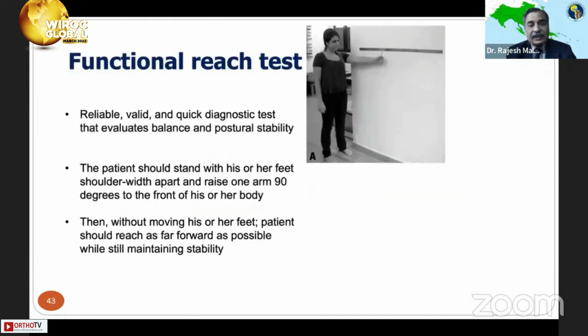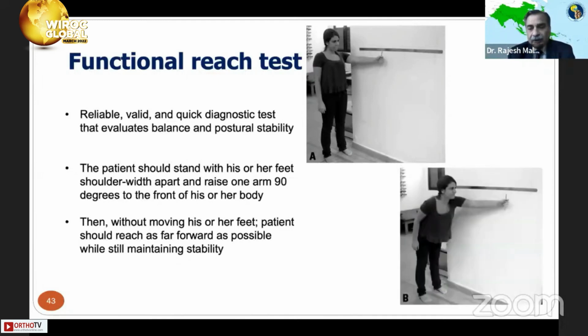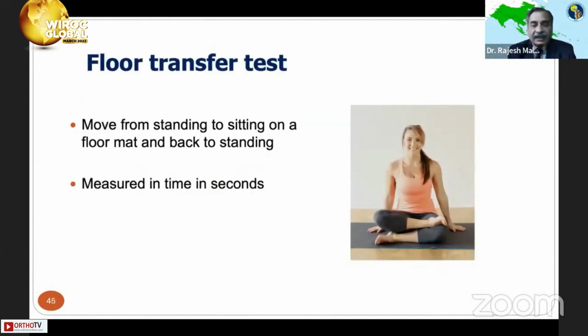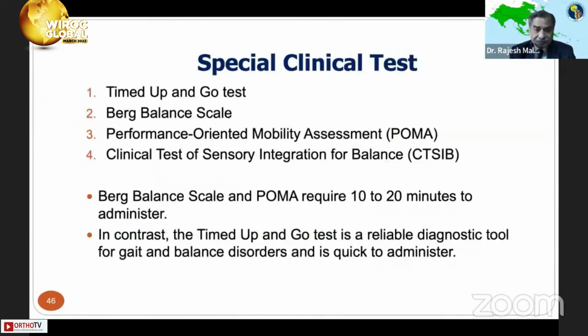Another test is the functional reach test. You stand with your feet shoulder distance apart, and then you try to reach out without losing your balance or without swaying. And if you are not able to reach 7 inches, that is highly predictive of falls in older people. Another very important test is the floor transfer test, moving from standing to sitting on a floor mat or back to standing. It's measured in seconds. Then there are special clinical tests like the timed up and go test, Berg balance scale, performance oriented mobility assessment, and clinical tests of sensory integration for balance.